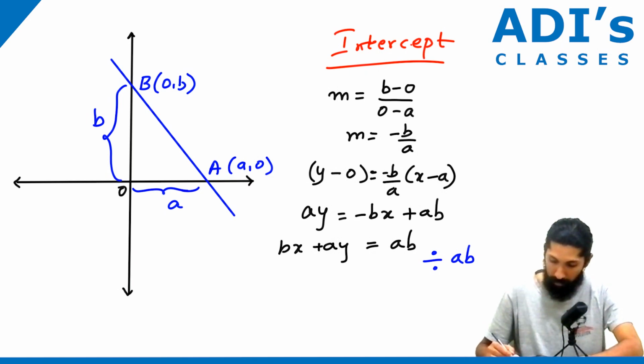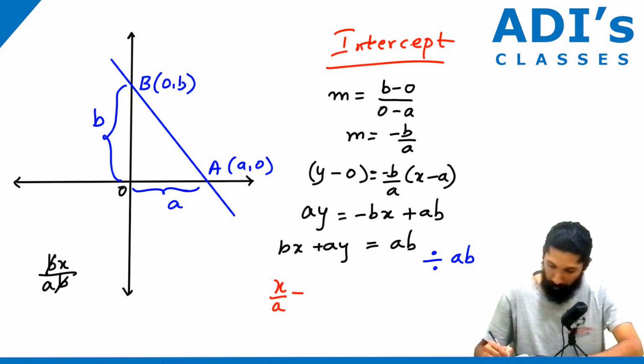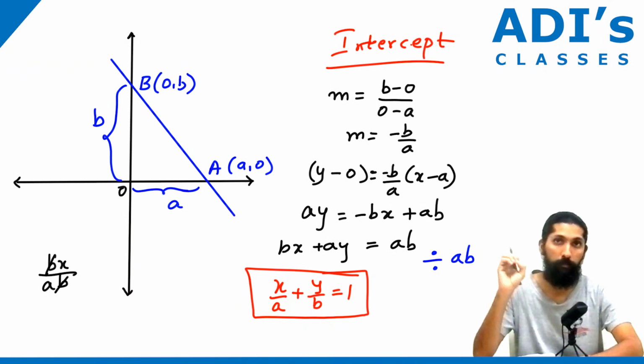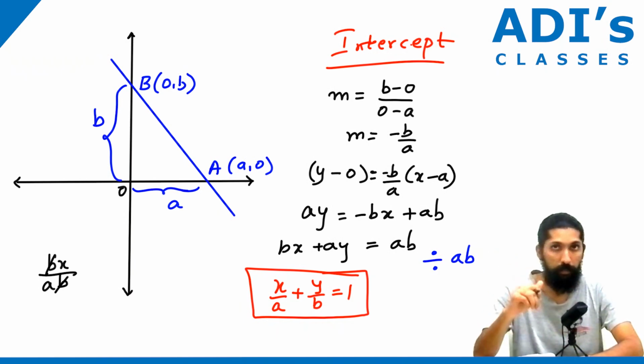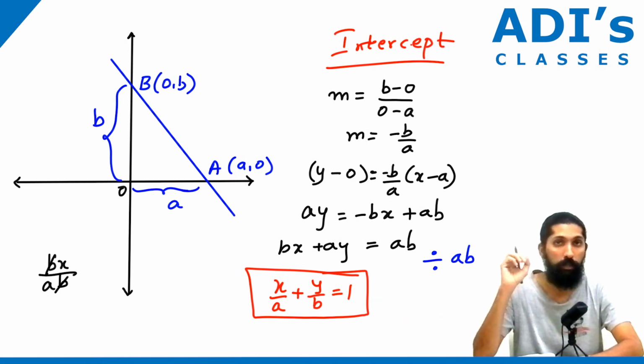Now bx, so look at this one. Suppose you do bx divided by ab, b and b cancel out. You just end up with x by a, correct? So finally this is going to become x by a plus y by b is equal to 1. Now this is the equation of a line in the intercept form. A and b are the intercepts. Just with the help of intercepts, we can calculate the equation of the line. And this is the equation of the line.